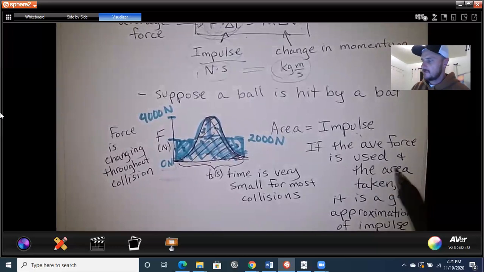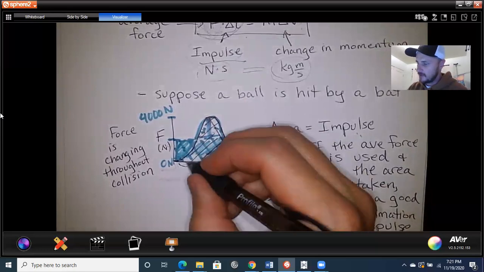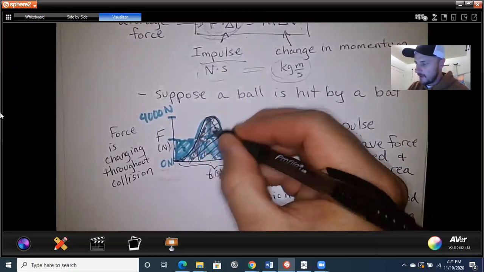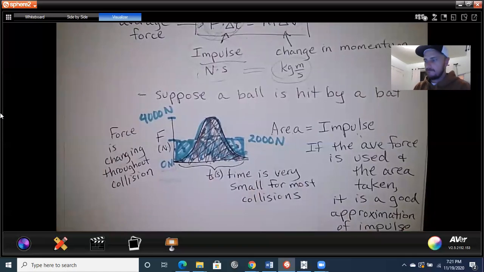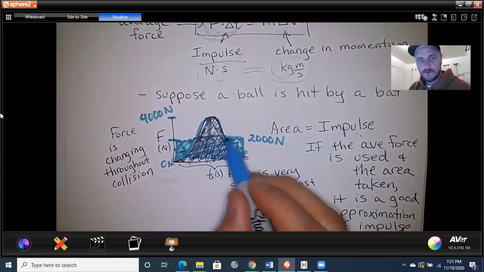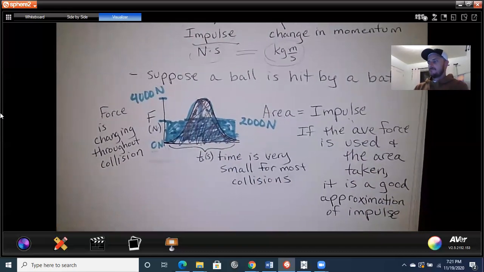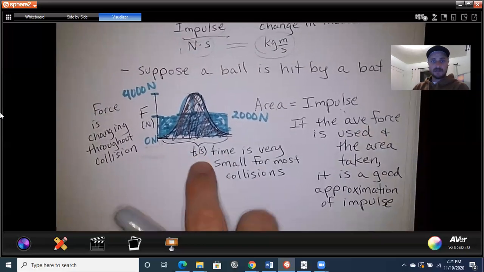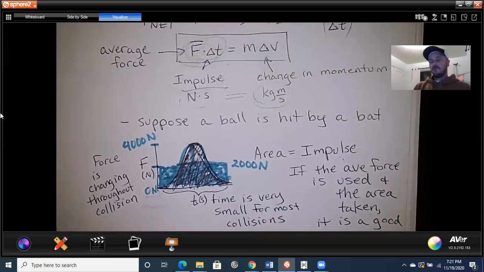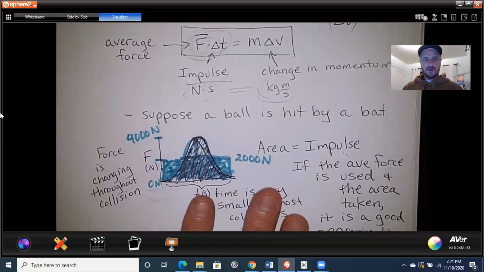If the average force is used in the area taken, right there, it is a pretty good approximation of the impulse, which again, remember, is this black shaded region right here. That blue shaded region is pretty much equal to that black shaded region. And we find that blue shaded region by using the average force times that time. Now I'm kind of putting the cart before the horse.